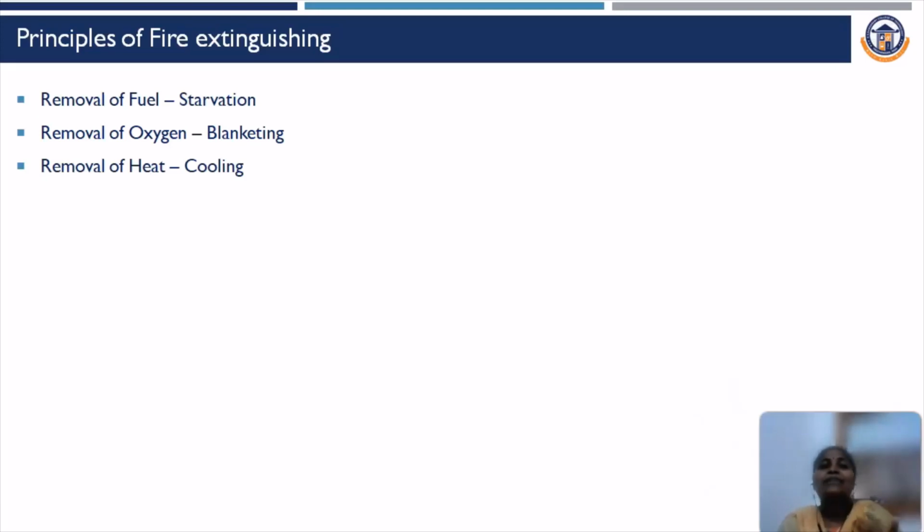So I repeat, the principles of fire extinguishing are starvation, blanketing and cooling, where we remove one of the components, either fuel, oxygen or heat. In this way we can put off the fire easily.